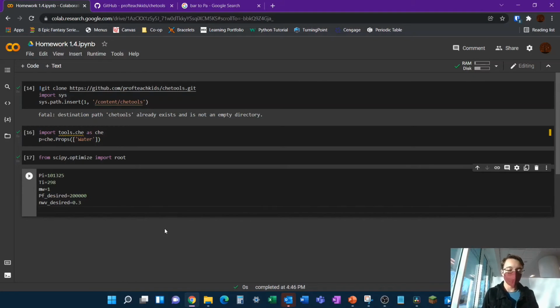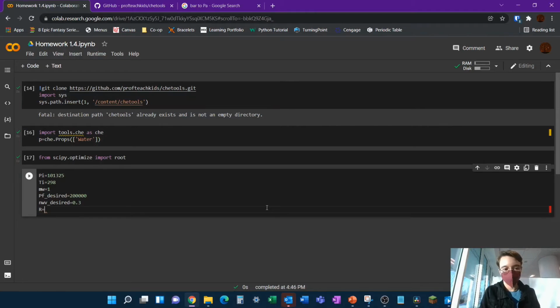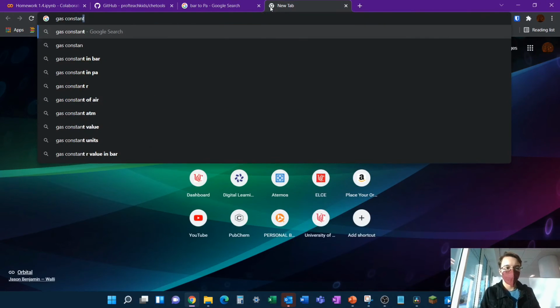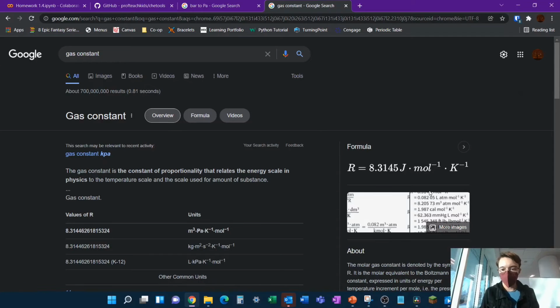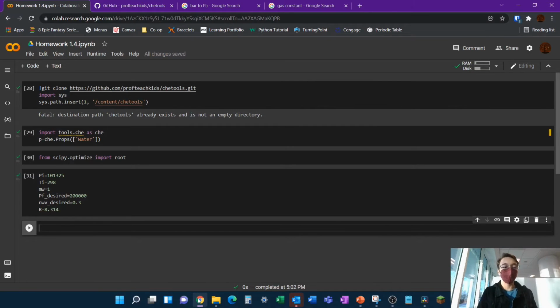And then the other constant we have is going to be R, used in the ideal gas law. So R is equal to... I forget. Hold up. Gas constant, 8.314. That's what it is. 8.314. Alright, so now we're ready to start defining our equations.